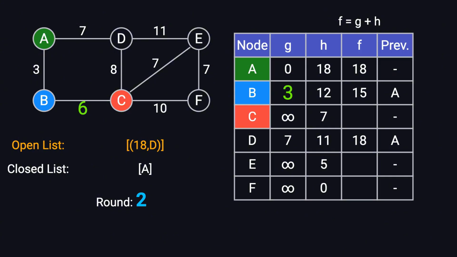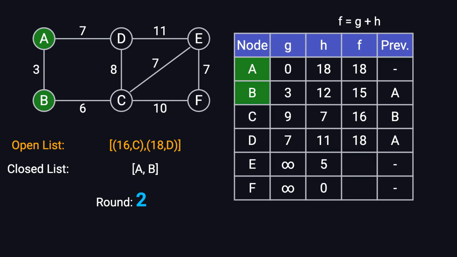That's better than infinity, so we update C's G value to 9. C's H value is 7, so the F value is 9 plus 7, which is 16. We set B as C's previous node and add 16C to the open list. Now that we've finished processing B, we move it to the closed list. In round 3, the open list contains 16C and 18D. C has the lower F value, so we process C.